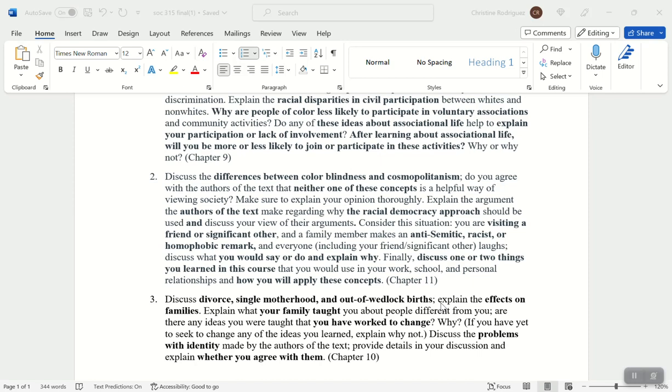Explain the argument the authors of the text make regarding why the racial democracy approach should be used and discuss your view of their arguments. Again, racial democracy approach is something the authors of the text argue we should strive to do or implement. Why do they argue that? And what's your view of their arguments? Do you agree with them? Explain why. If you do not agree with them, explain why.